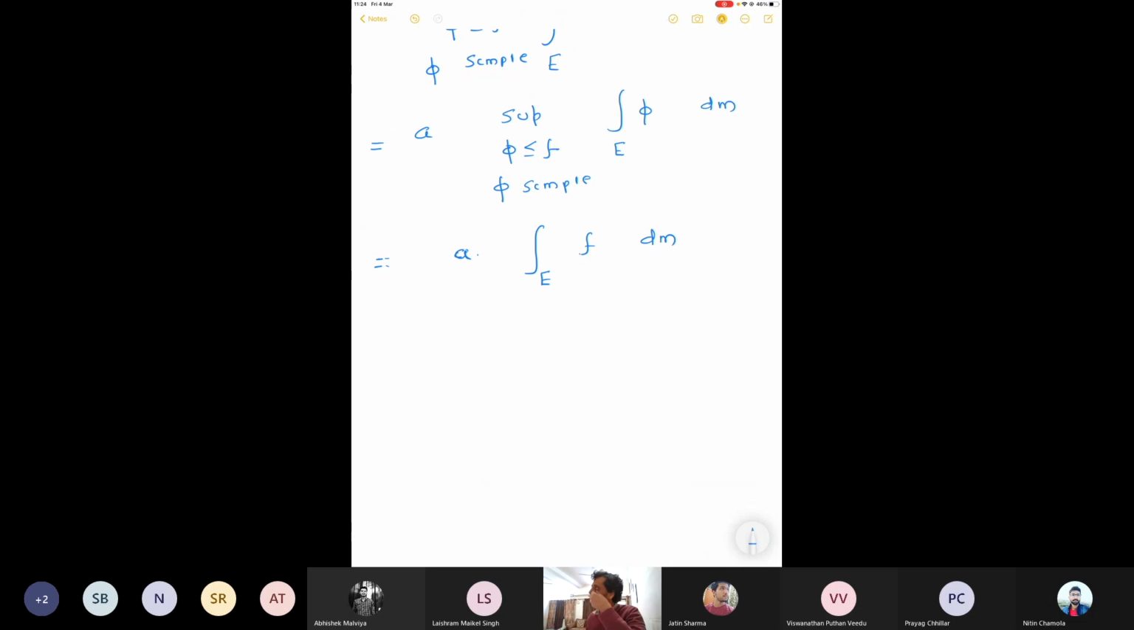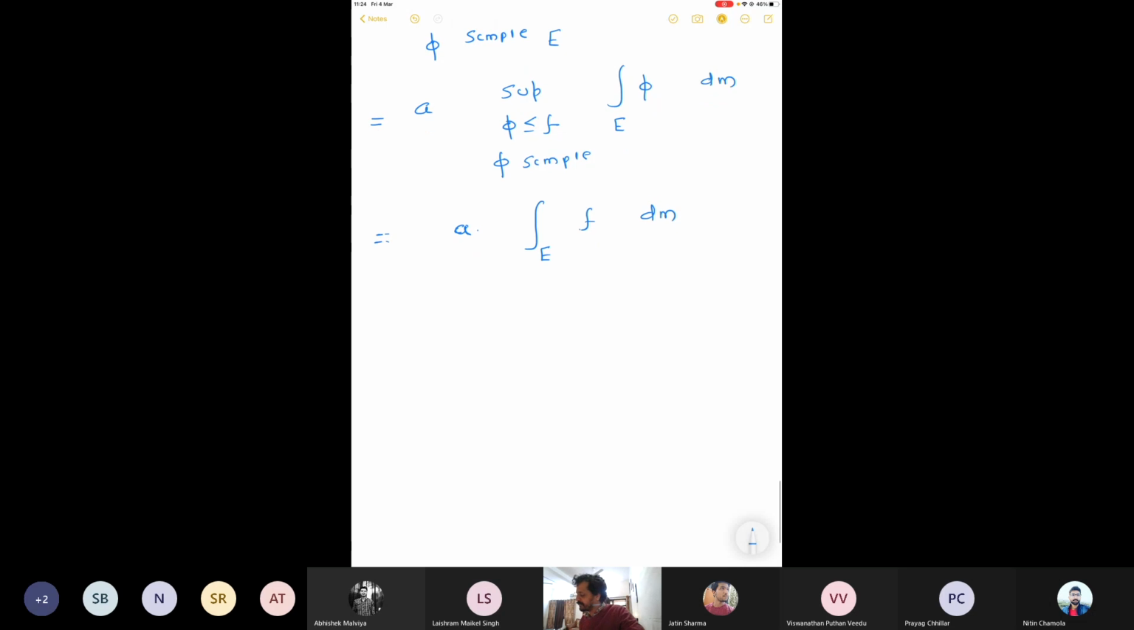If F and G are integrable, the integral over E of F plus G is the integral over E of F plus the integral over E of G. Now, for that, if I want to integrate F plus G, I should consider simple functions less than or equal to F plus G and integrate them and then take the supremum. Or I have to consider simple functions greater than or equal to F plus G, integrate them and then take the infimum. Keep that in mind.